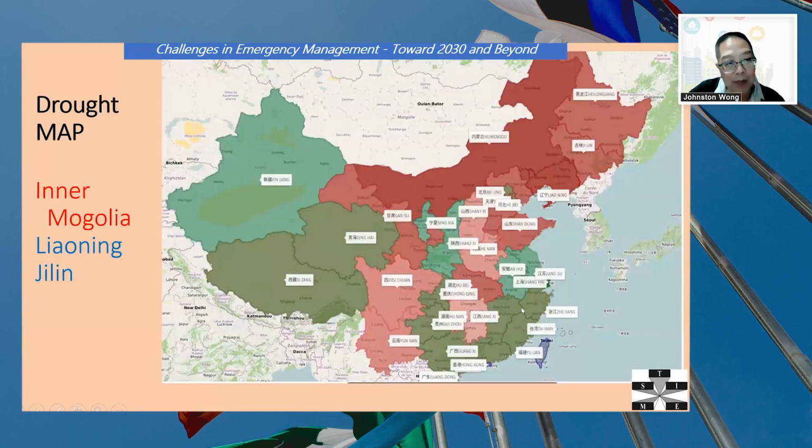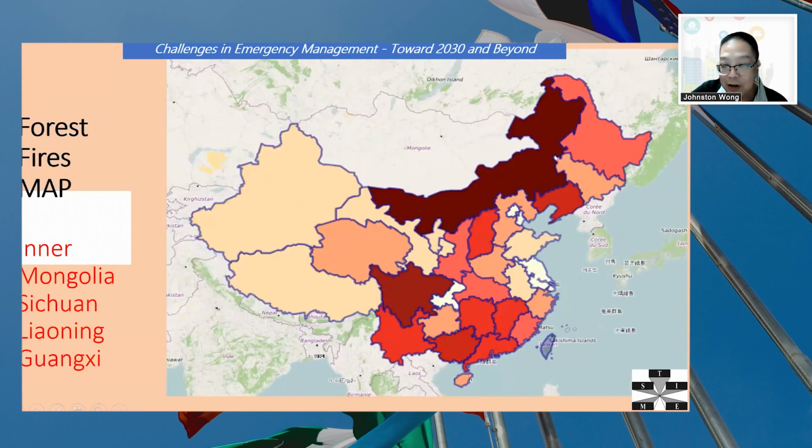Now we come to drought. The drought now in Mongolia has become one area with very heavy drought. That means a lack of rainfall. And then also Liaoning and Jilin, so it's in the northeastern provinces. Because it is so dry, we can see that Mongolia also has a lot of forest fires. So the forest fire is very serious in this area.